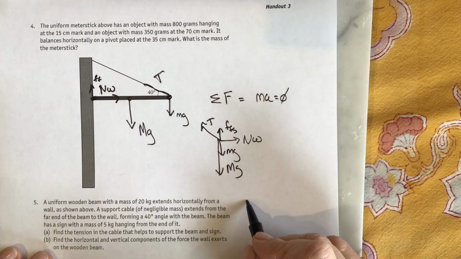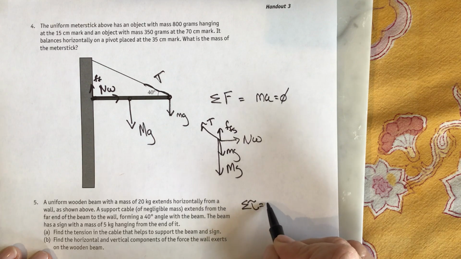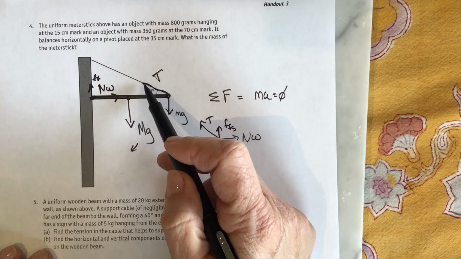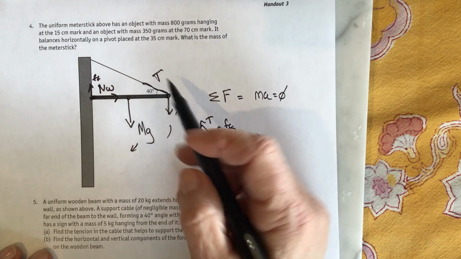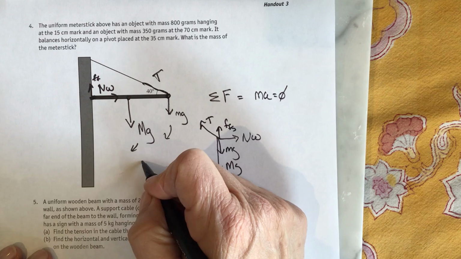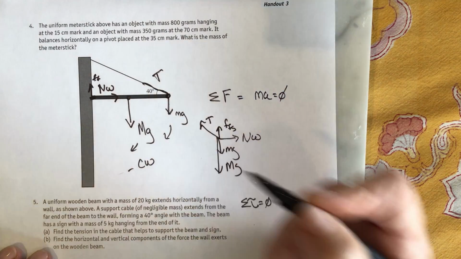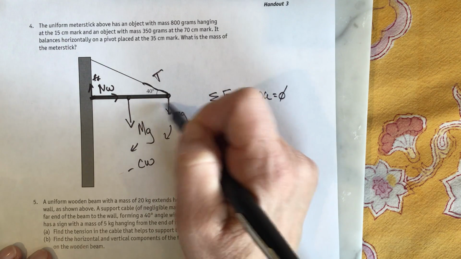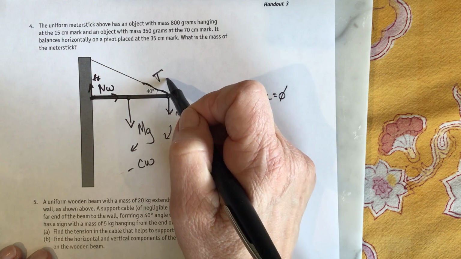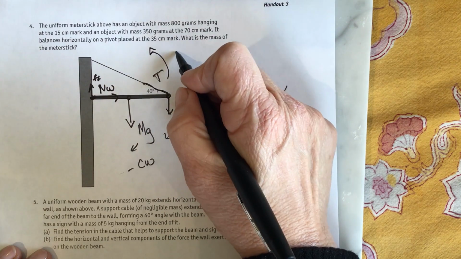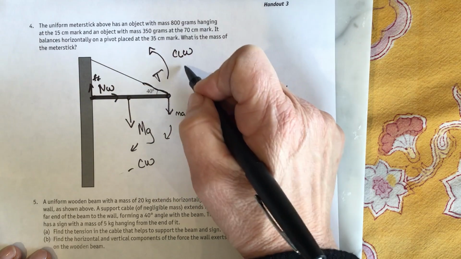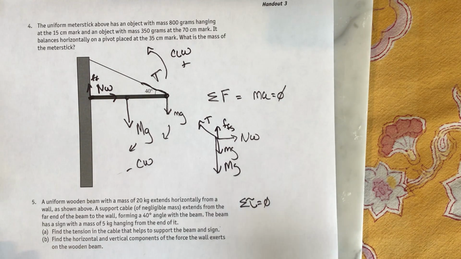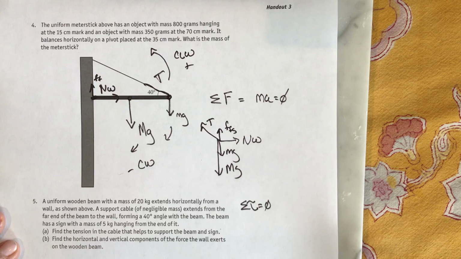Condition number two is that the sum of the torques has to equal zero. So these two guys right here, if you were to cut this cable, they're going to both rotate in the clockwise direction, so that makes them negative torques. On the other hand, this is going to rotate this way because of the tension, and that's going to be counterclockwise torque, and so that's going to be in the positive direction. Okay, so I think we're pretty well set up.